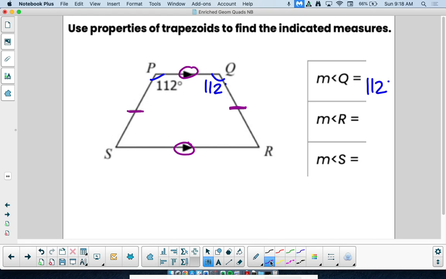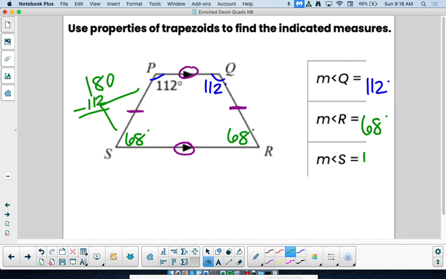And now the process is the same as what it was before to find S and R. We simply subtract from 180 because these are consecutive interior angles. So only two different kinds of angle measures when you have an isosceles trapezoid, which is nice. A lot of symmetry there. Things reflect over.